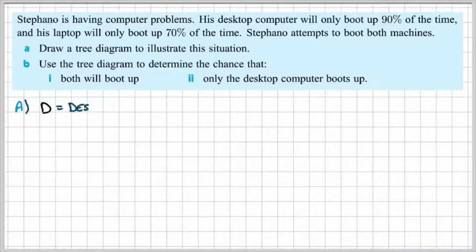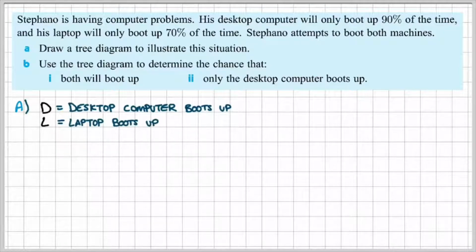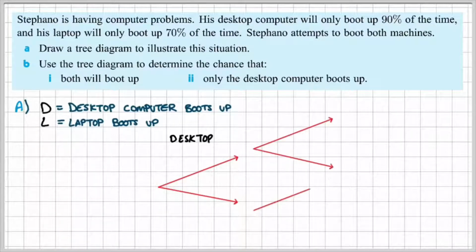Okay, so for Part A, what we need to do first is let D represent the desktop computer booting up, and L represent that the laptop boots up. So we're going to draw our first branch for the desktop, and our second branch can represent the laptop. We know from the question that his desktop computer will boot up 90% of the time. So we can represent that the top branch D, which is the desktop computer booting up, is 0.9 or 90%. That leaves the complement, or the fact that the computer doesn't boot up, at 0.1 or 10%.